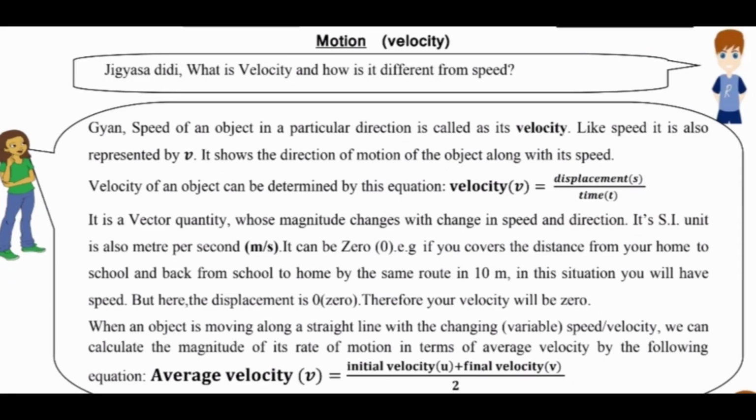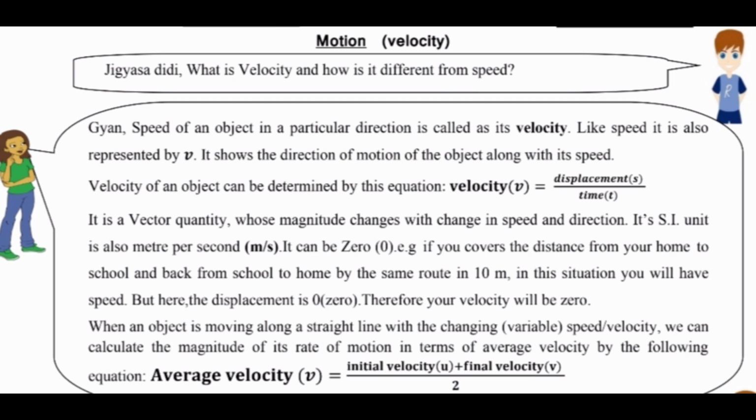Jigyasa Didi, what is velocity and how is it different from speed? Gyan, speed of an object in a particular direction is called its velocity. Like speed, it is also represented by v. It shows the direction of motion of the object along with its speed. Velocity of an object can be determined by this equation: velocity is equal to displacement upon time.